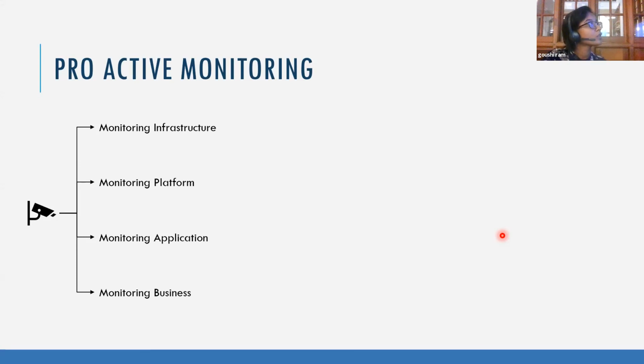Proactive monitoring can happen in the infrastructure, in the platform, in the application, and in the business. When we talk about infrastructure, we focus on the application servers, the database servers, the load balancers, and even the network as well. Checking the health of these infrastructure devices is an important aspect for us, or it's the basic requirement for monitoring.